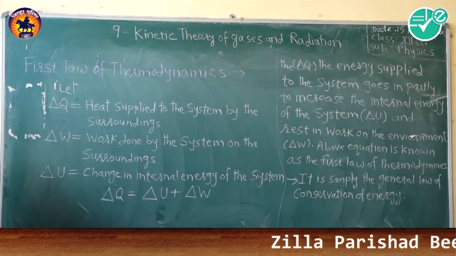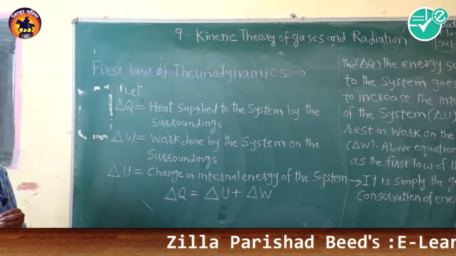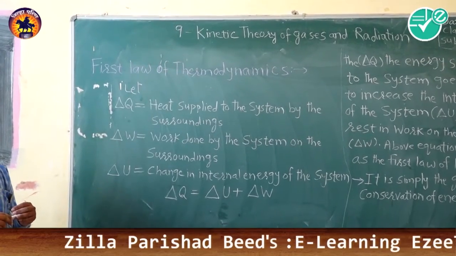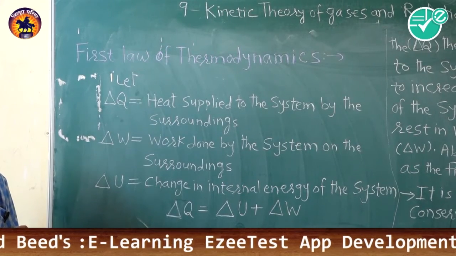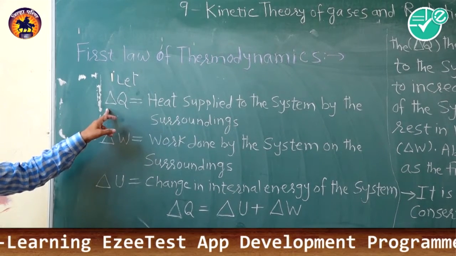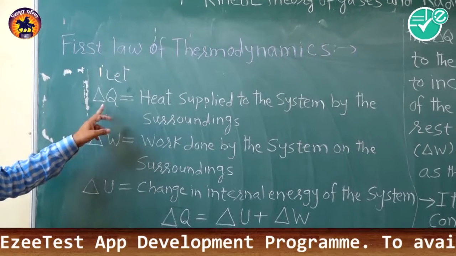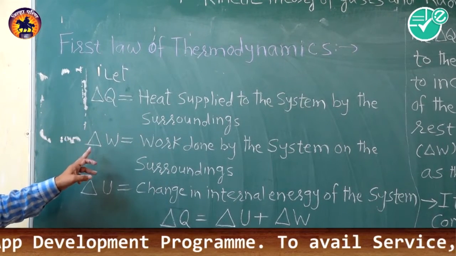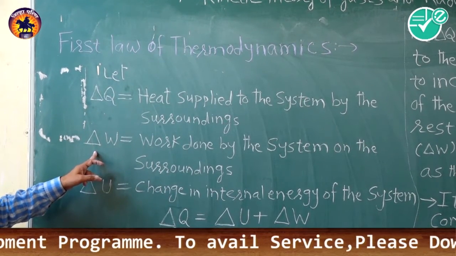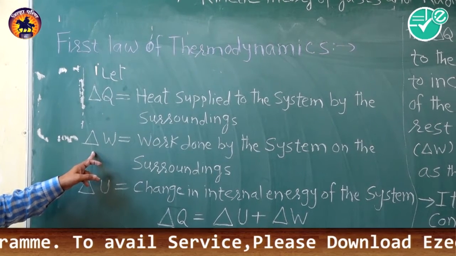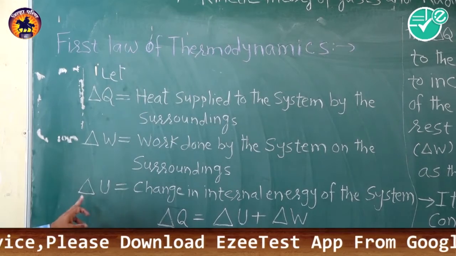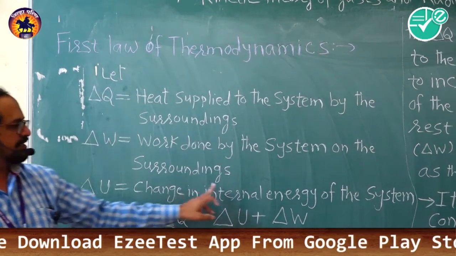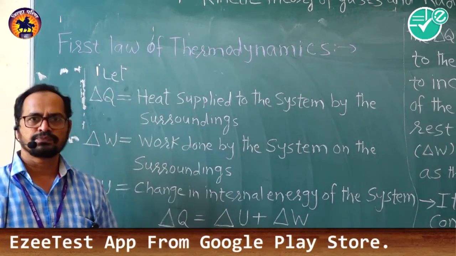Now your first law of thermodynamics. In the first law of thermodynamics, here you have seen that there is delta Q, that is the heat energy supplied, delta W, the work done by the system on the surrounding, and delta U, that is the change in internal energy of the system.